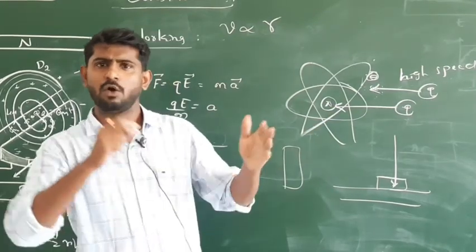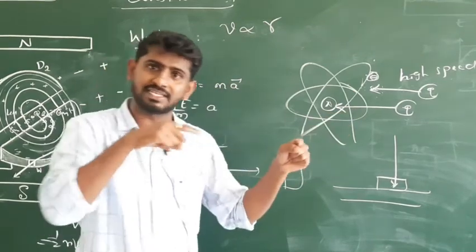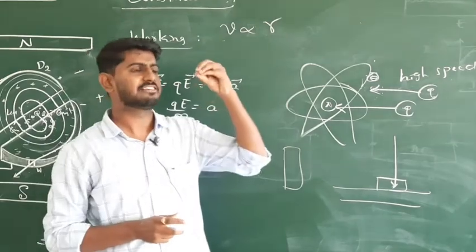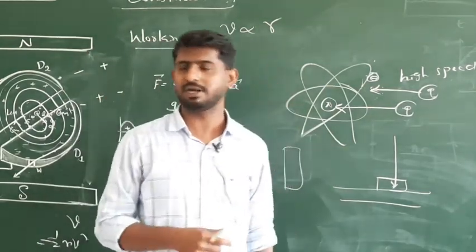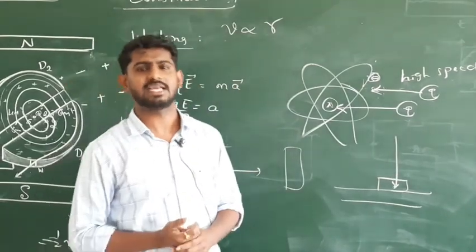Then what do we do? We allow the charge particle with high energy so that it can penetrate the surface, it can go inside. So in such cases we need the accelerated charge particle. To accelerate the charge particle we use the cyclotron. Okay, so it is all about the cyclotron.